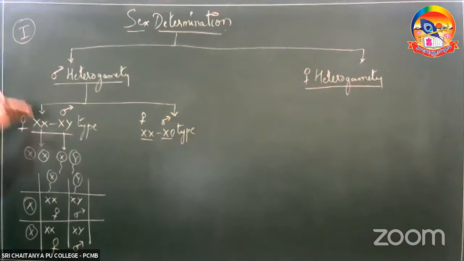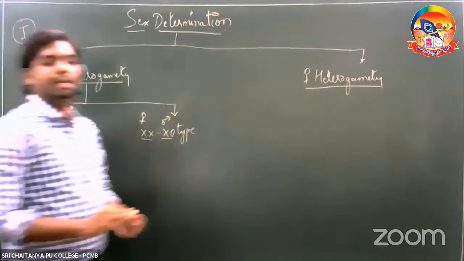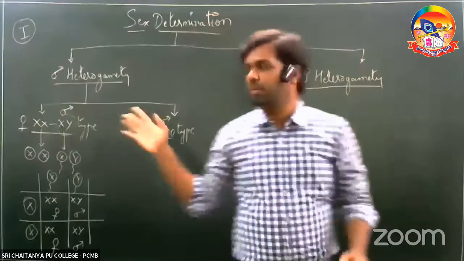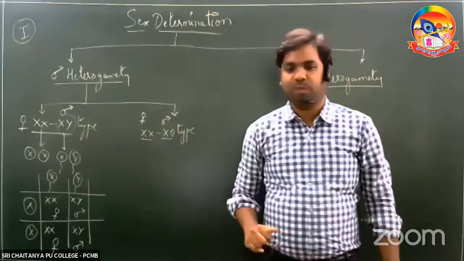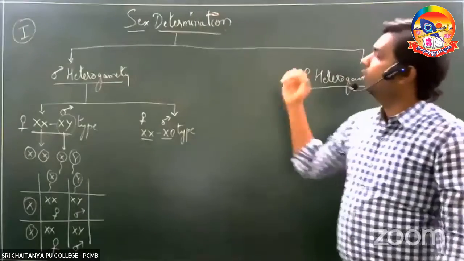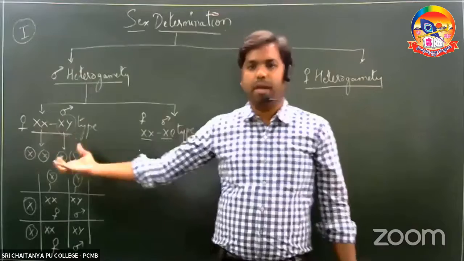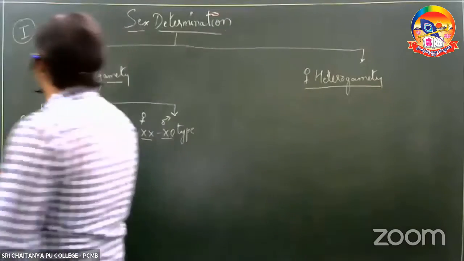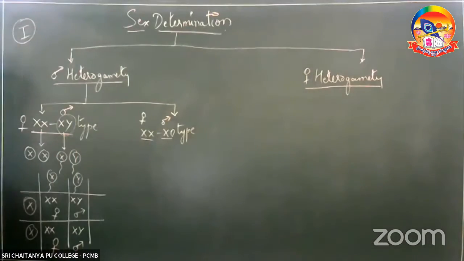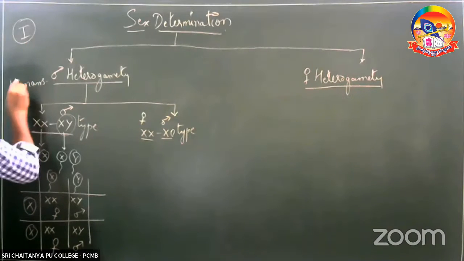So if you just observe here, it is the male who is responsible for determining the sex of the particular organism in this type of sex determination. So the males are the ones who are actually responsible for determining the sex of the individual in the first place. Right. So which organisms show this XX and XY type of sex determination? Two examples we can take. One is humans. Humans fall under this category of sex determination.